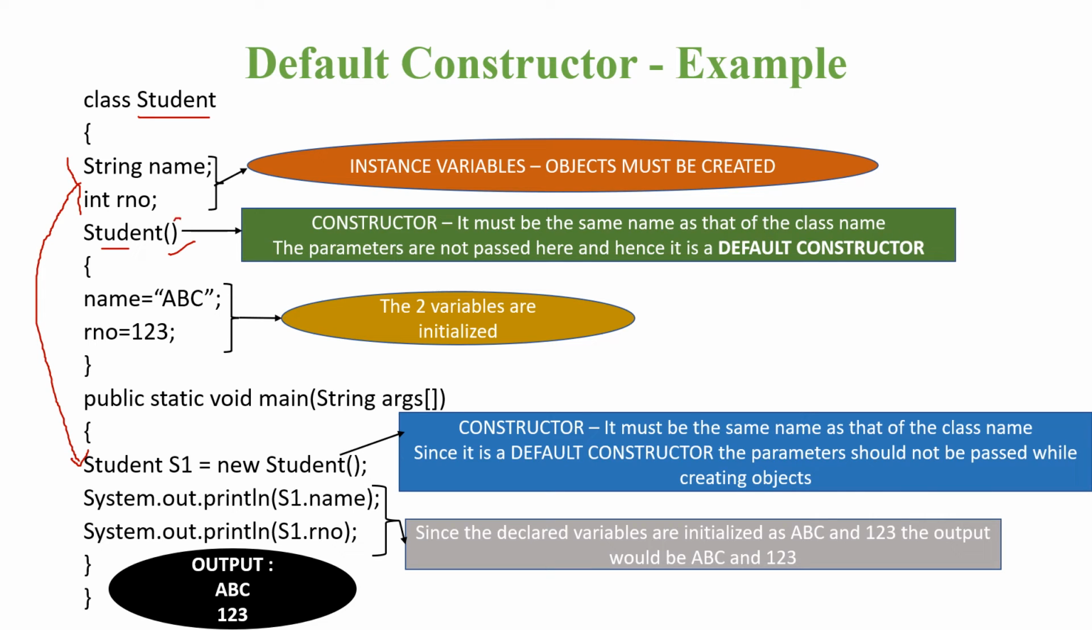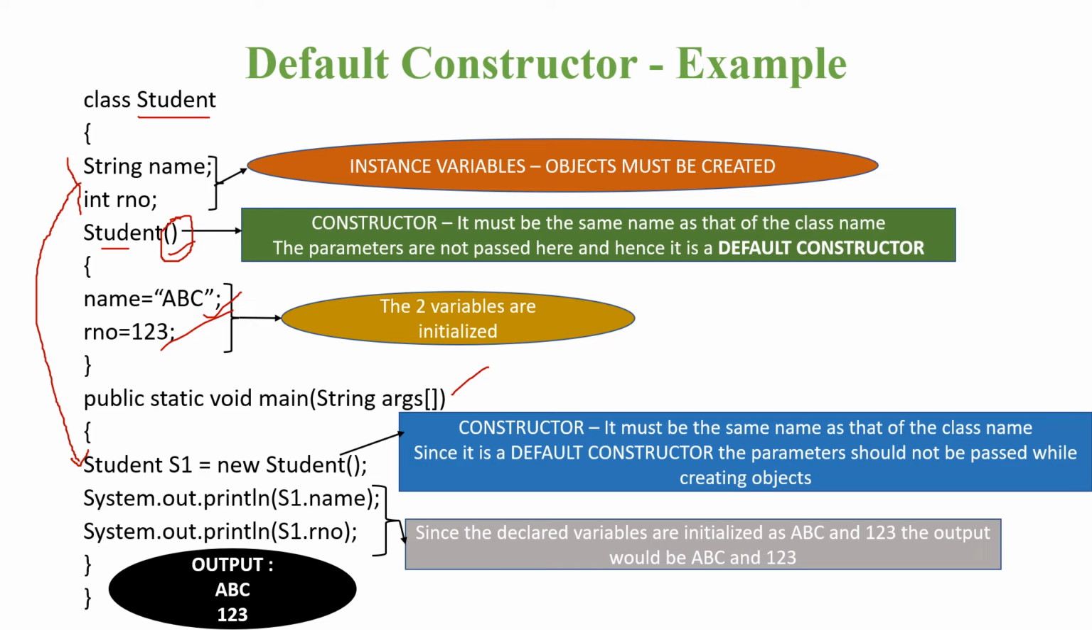Then inside the parenthesis, I did not pass any arguments. So this is called a default constructor. And inside the constructor I have initialized name as ABC and roll number as 123. Then I am starting with the main program. Then I have created an object. Why have I created an object? In order to access those instance variables, I have to create an object.